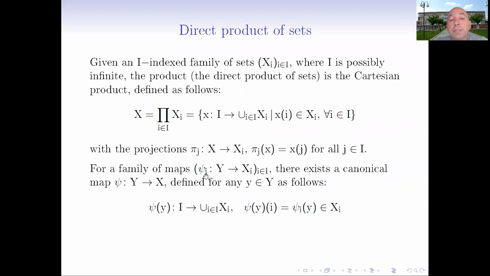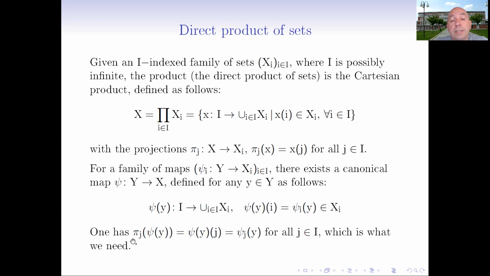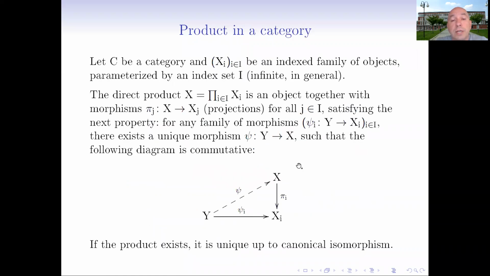And for a family of maps psi i, Y to Xi, the canonical unique map psi from Y to X is defined as follows. So psi sends y to the map i to the union of Xi's for all i from I capital, such that psi(y) at i equals psi i of y. So that's what is expected, and this belongs to Xi by definition of psi i, right? And one has the property that pi j applied to psi of y equals psi j of y, and this is precisely what we expect, right? So this is exactly the commutative diagram which we have seen before.